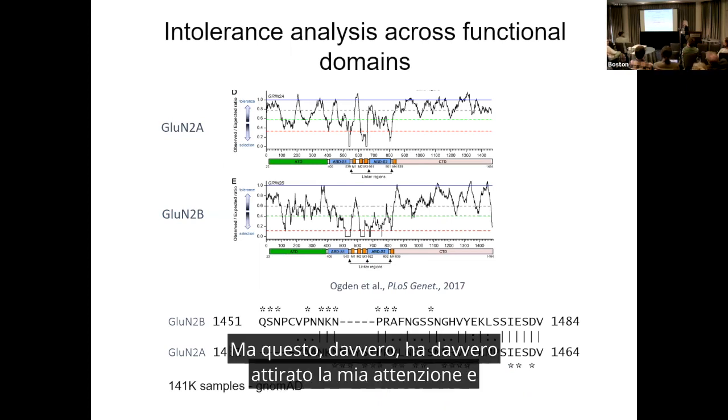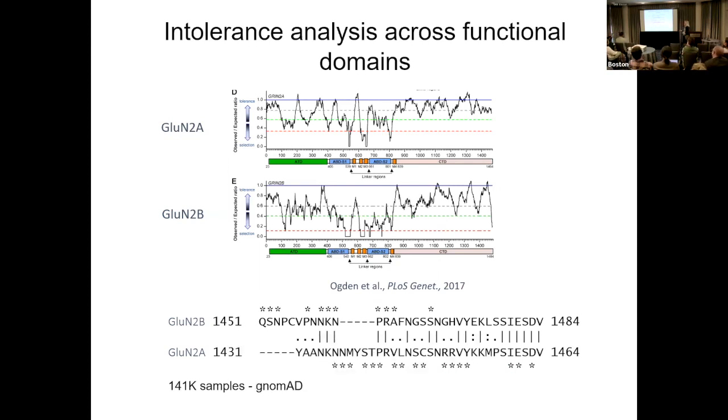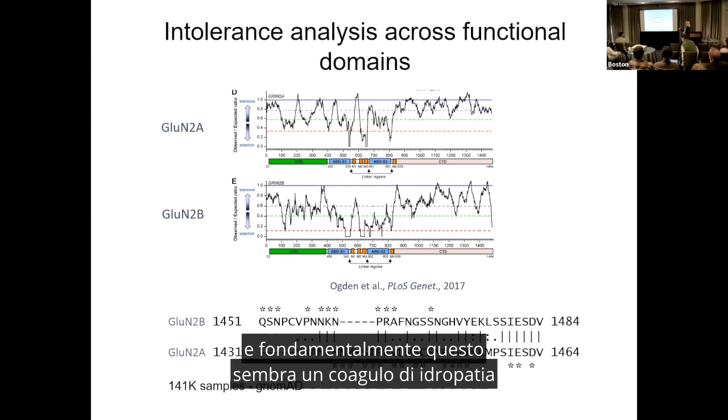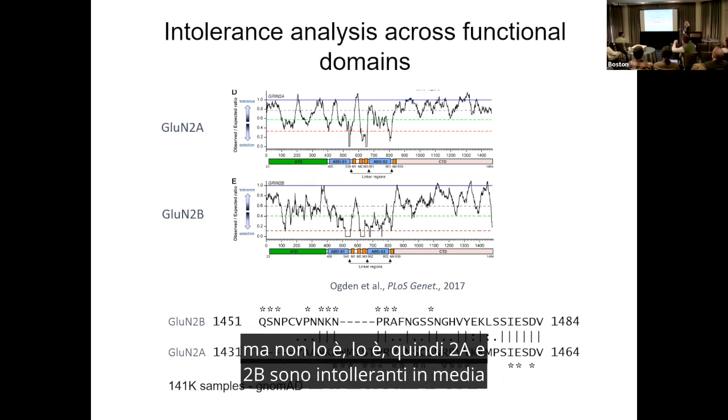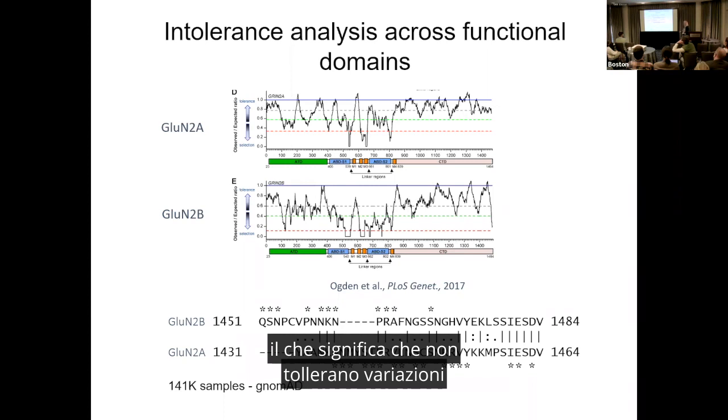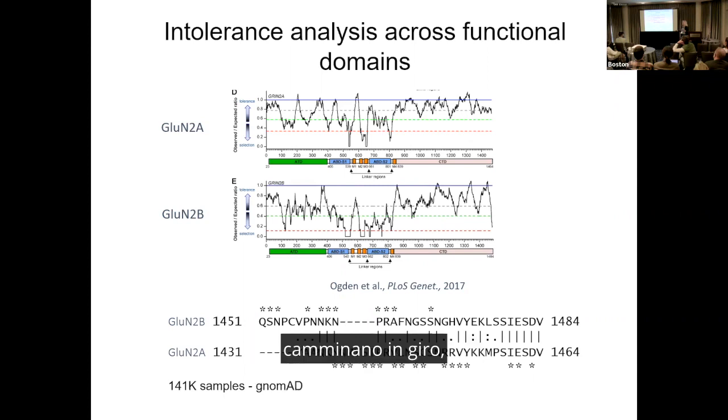But this really caught my eye when it came out a few years ago. Basically, this looks like a hydropathy plot, but it's not. 2A and 2B are intolerant on average compared to other genes, meaning that they don't tolerate variation particularly well. But if you look across functional domains, there are certain places where it crashes to zero, meaning that you don't find patients, humans, walking around, for example, in the transmembrane domains.